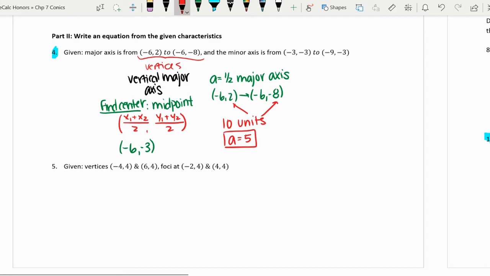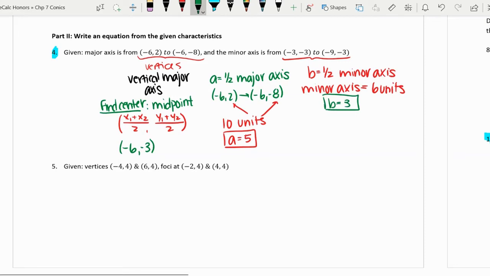All right, so with that in mind, we're going to pretty much do the same exact thing for the minor axis. Here they gave us the minor axis, and that's going to help us out with the B value. So B is half the minor axis. This is horizontal, right? From -3 to -9. So our minor axis looks like it's 6 units long, which means B is going to be equal to 3.